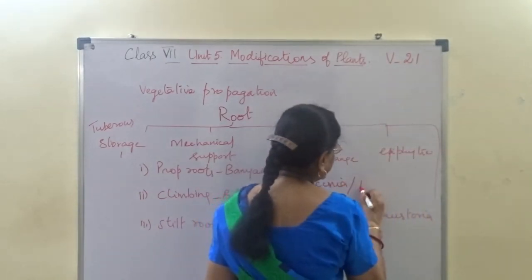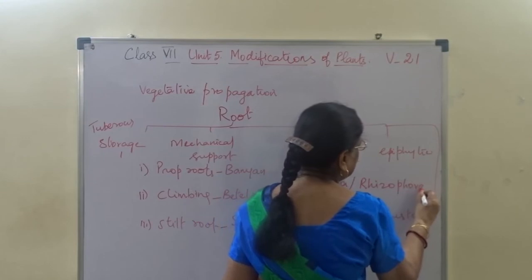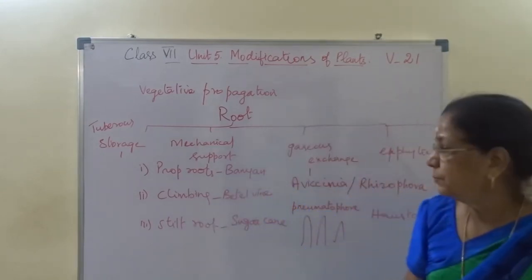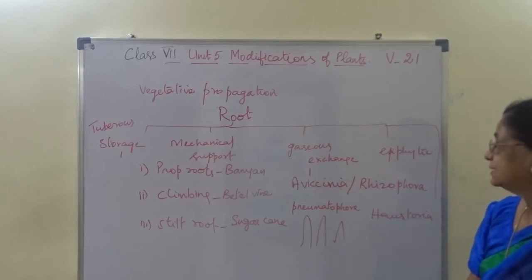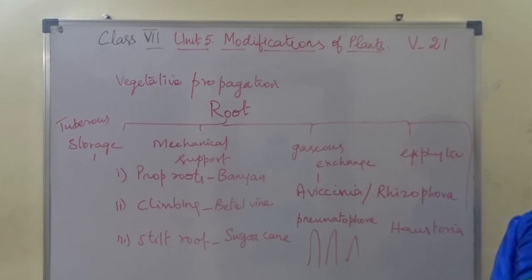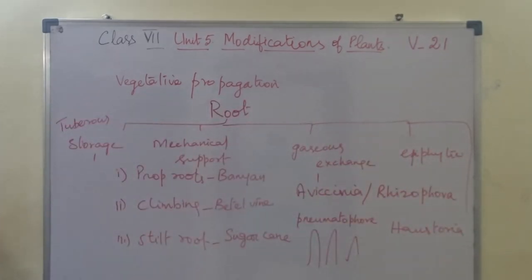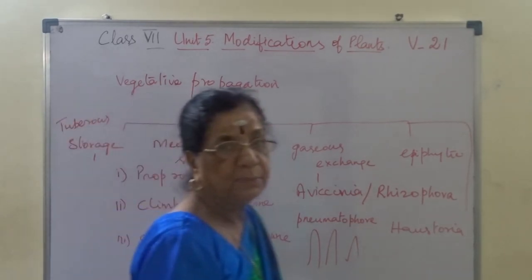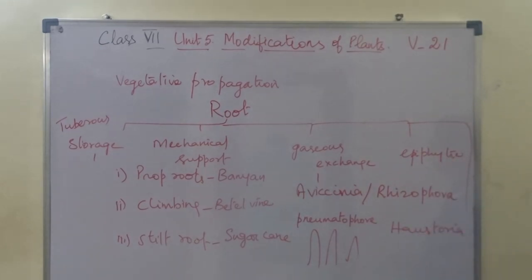Another example is Rhizophora. It is not in our book, but you should know. Another example, Rhizophora. Are you clear? So this is gaseous exchange. I am just recalling the lesson. Please understand. So Avicennia and Rhizophora are examples for gaseous exchange, which is also known as breathing root, and they are having pneumatophores. Are you clear? Right.